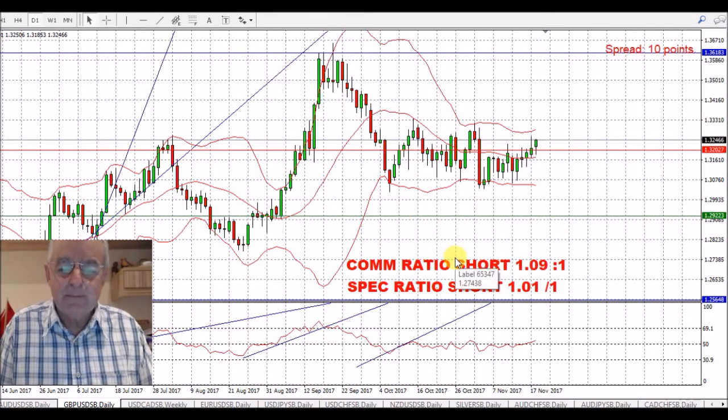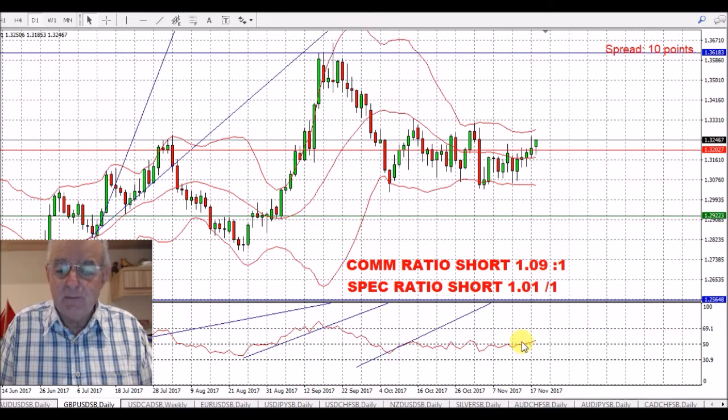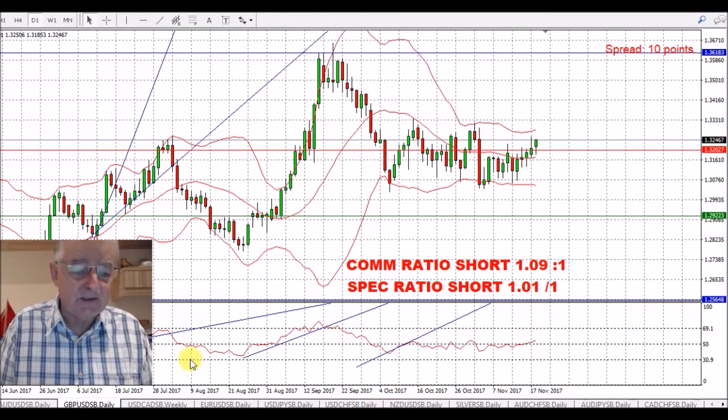But at the moment, the commercials and the speculators have got a short position, so I am expecting this to short back down. We're above the 50 on the RSI, and I'm expecting that to turn around.